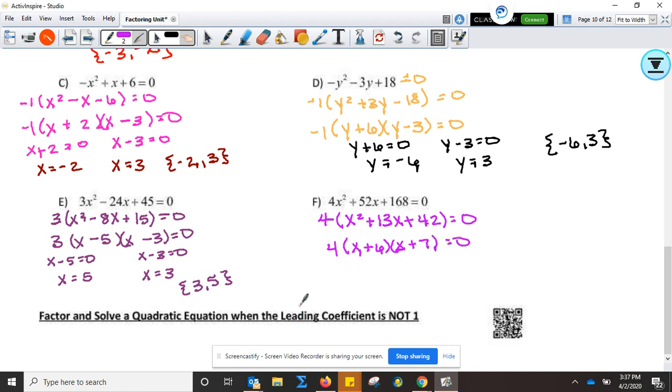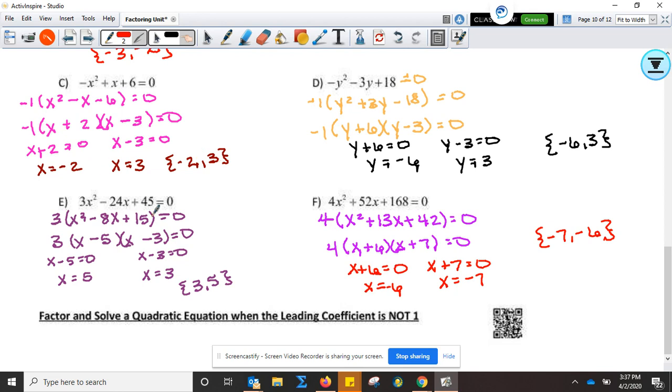4 times all that. So now I'm going to solve that. I'm going to set each part equal to 0. So x plus 6 equals 0. X plus 7 equals 0. And solve. Subtract 6, I get x equals negative 6. Subtract 7, x equals negative 7. So my solution would be negative 7, negative 6. Okay, and that's where it's going to cross the x-axis.